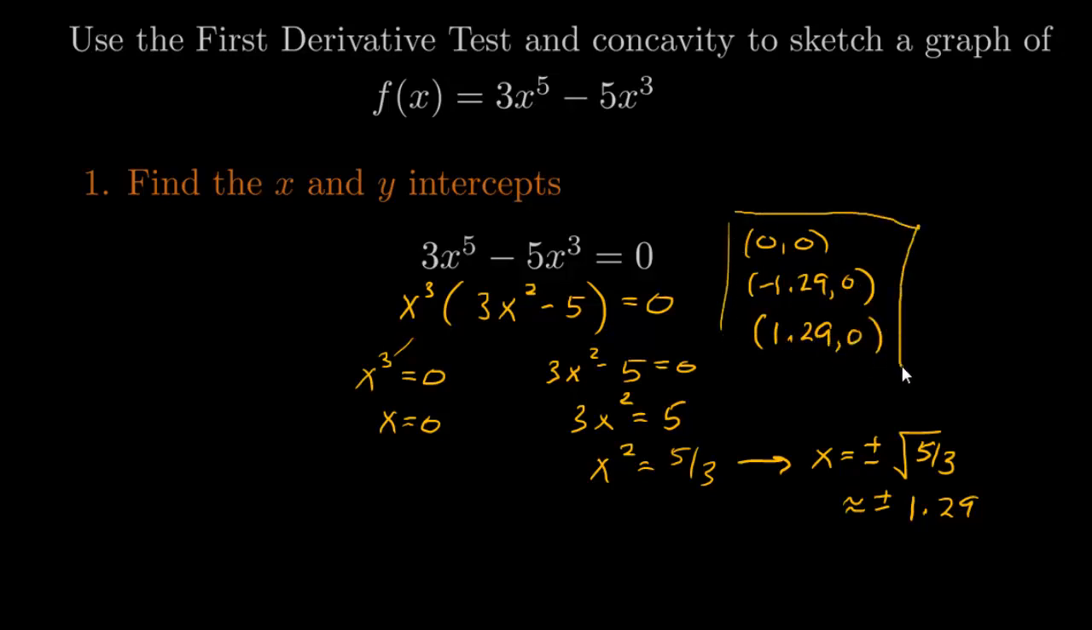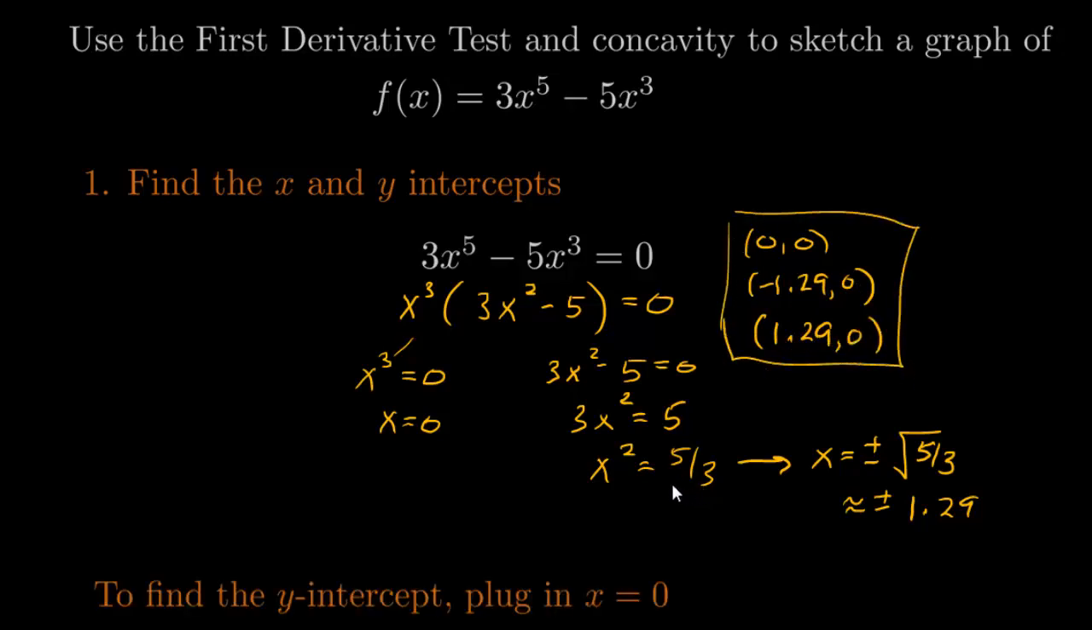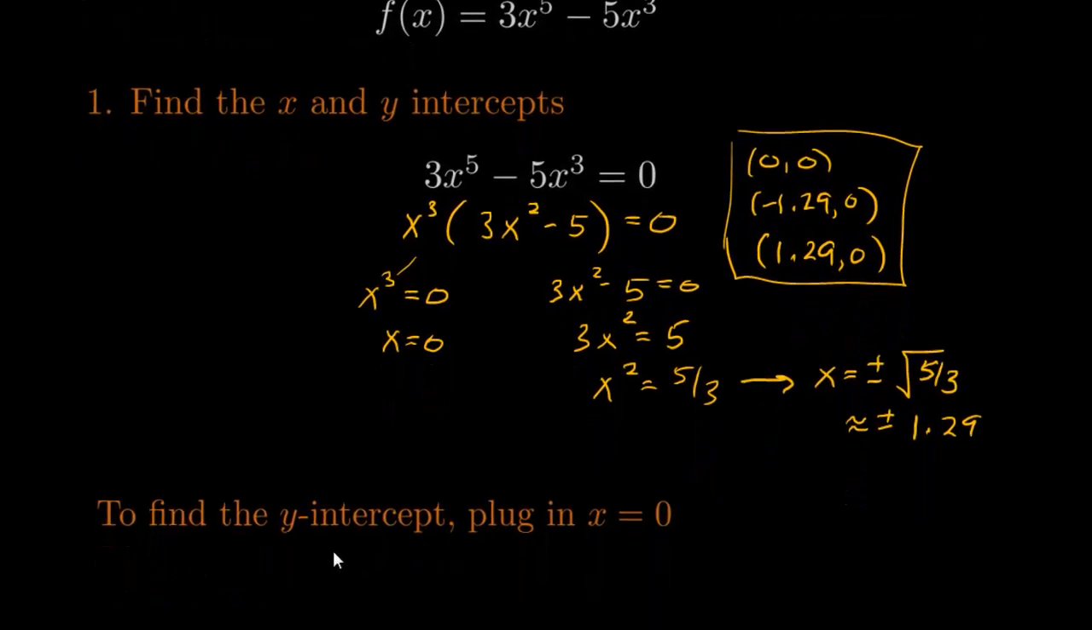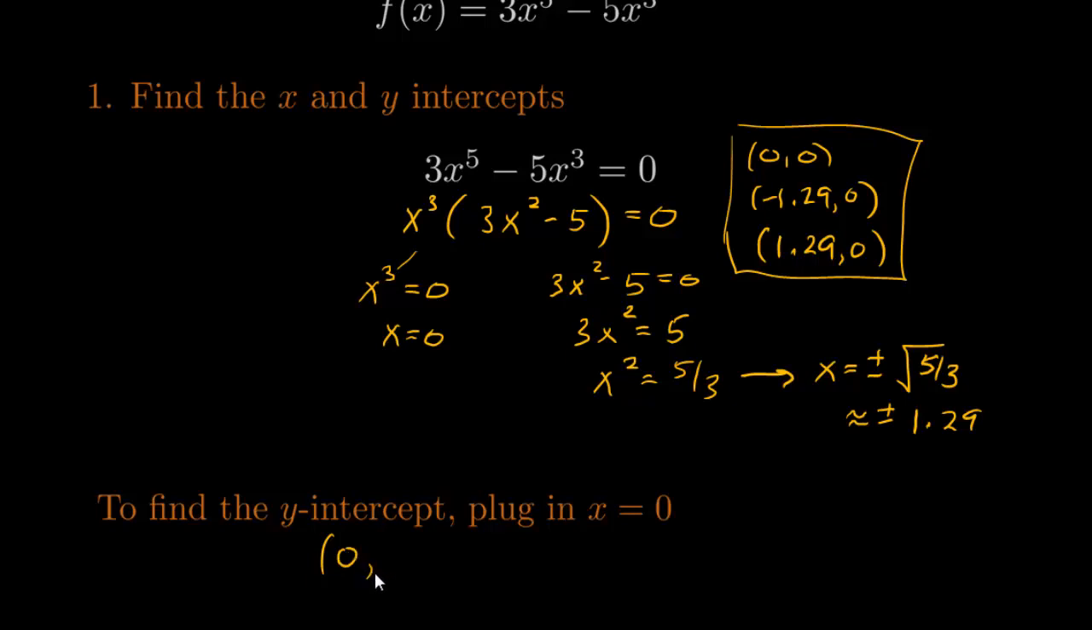Now to find the y-intercept, all we're going to do is plug in x equals 0 into my function. So if x is 0, what do we get when we plug it in? We're going to get 3 times 0 to the 5th minus 5 times 0 cubed. Well, that's just 0. So the origin is the y-intercept. We also found that to be an x-intercept as well.